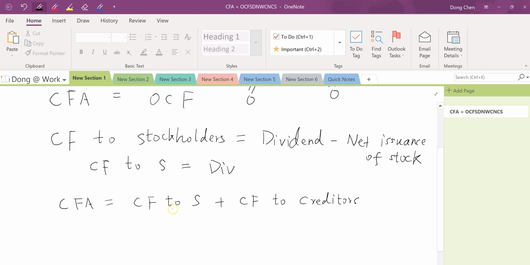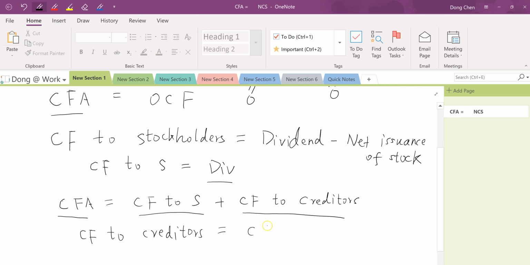So that means if we can get cash flow from assets, that's simply operating cash flow in this special case, and cash flow to stockholders, that's simply dividend, then we can use this equation to figure out cash flow to creditors. That's simply cash flow to creditors equals cash flow from assets minus cash flow to stockholders.